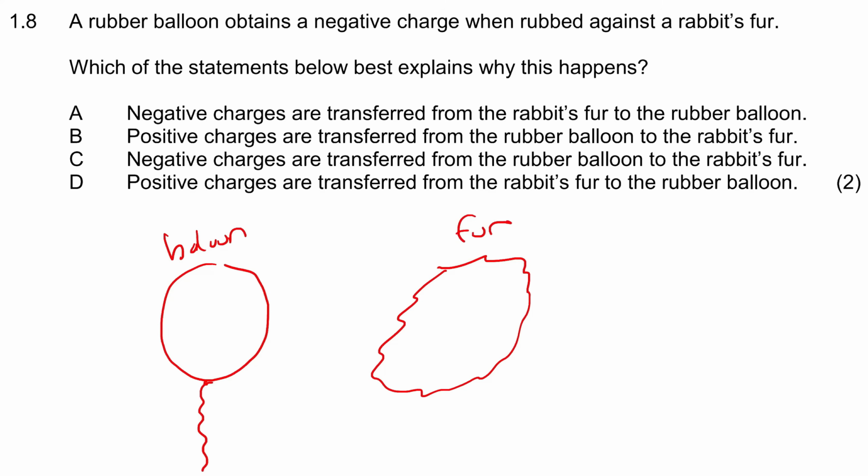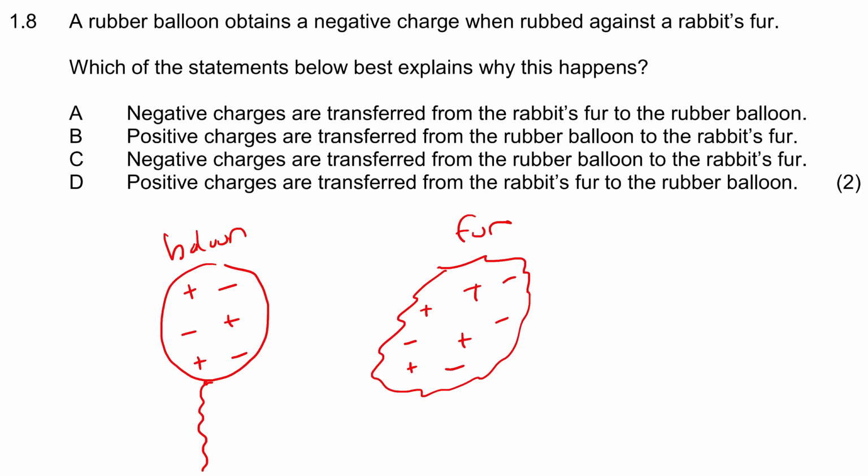Now let's say they are originally neutral. So they don't have a specific positive or negative. They just have a balance, and so they are neutral. And let's say the same is true with the rabbit fur. Okay, just got a whole bunch of positives and negatives floating around. Then when you bring them into contact with each other, and you start rubbing them together, electrons are going to flow.